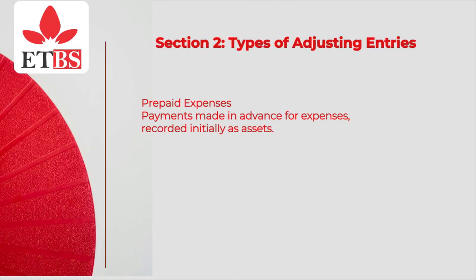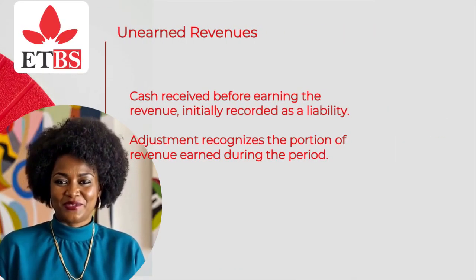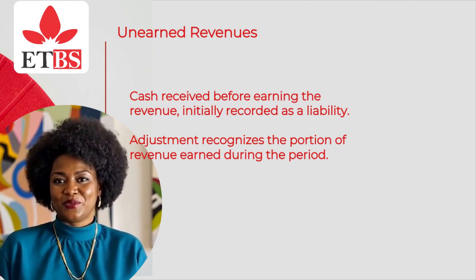Types of adjusting entries. 1. Prepaid expenses: payments made in advance for expenses, recorded initially as assets. Adjustment needed to expense the portion used during the period. Example: prepaid rent, insurance, supplies. Journal entry: debit expense account, credit prepaid expense, asset account.